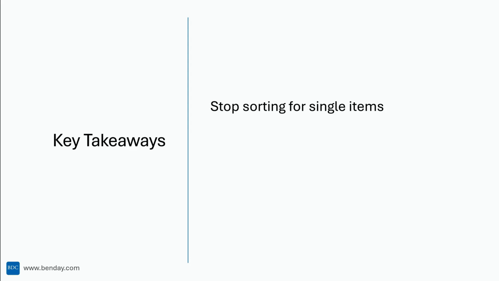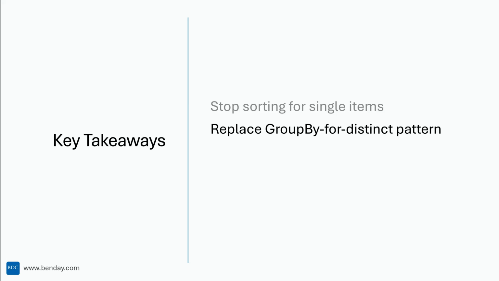Every OrderBy followed by First or Last in your codebase should be replaced with MinBy or MaxBy. You'll get better performance, clearer intent, and safer null handling for empty collections. DistinctBy and UnionBy eliminate the need for GroupBy workarounds and custom equality comparers. Your code becomes more readable and performs better without the overhead of creating groups you immediately discard.